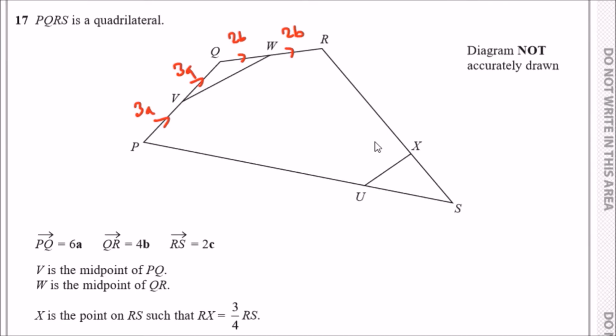R to S is 2c. And this is 3 to 4. So if all of this is 2c, this is going to be 1/4 of 2c, which is half a c. And this will be 3/4 of 2c, which is 3/2 of c. Okay, they must add up to 2c. Alright, not bad. Now we can do something.